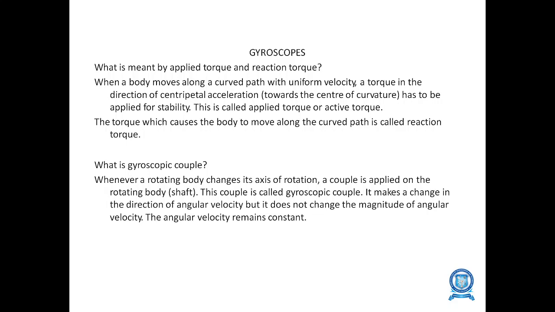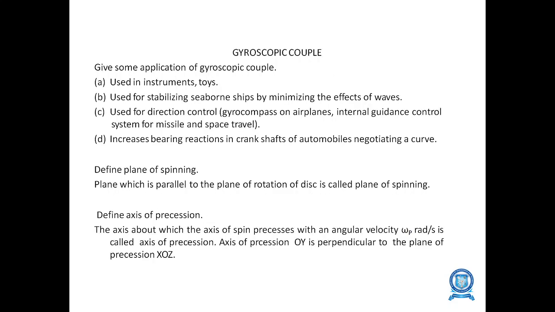Next we should know about gyroscopic couple. Whenever a rotating body changes its axis of rotation, a couple is applied on the rotating body. This couple is called gyroscopic couple. It makes a change in the direction of angular velocity, but it does not change the magnitude of angular velocity. The angular velocity remains constant.